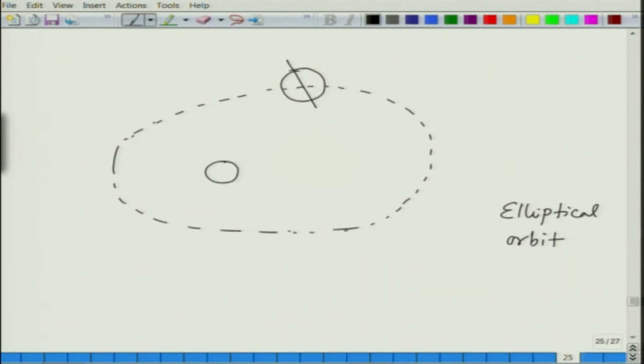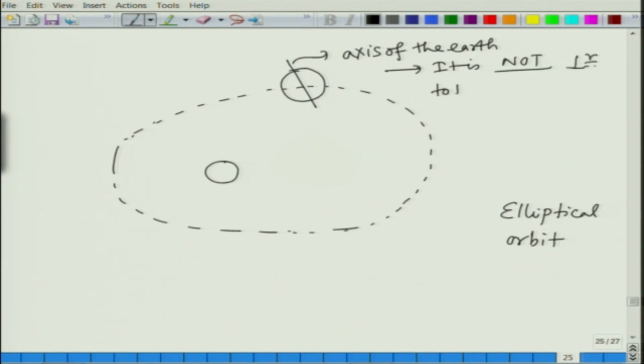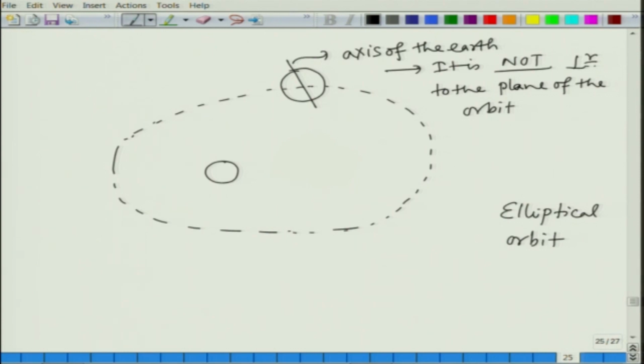Okay. So, if we call this the axis of the Earth, it is not perpendicular to the plane of the orbit. And that is the most interesting feature of the revolution of earth around the sun, and that is what makes the seasons possible on earth.